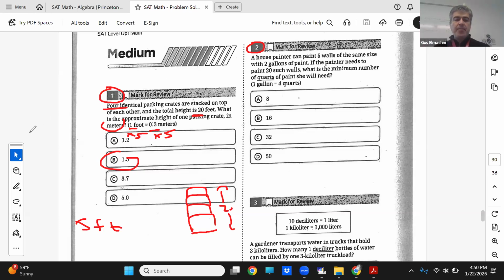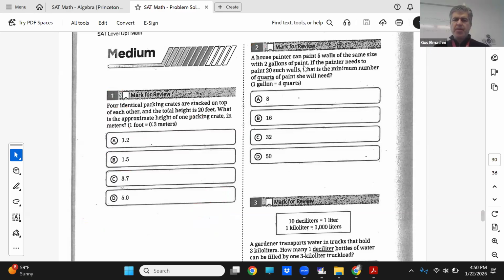All right, how about number 2, guys? 32. Let's see here. You have to paint 5 walls with 2 gallons of paint, but you're actually painting 20 walls, so you need 8 gallons of paint. That's for gallons. But if you want to convert to quarts, they give you the conversion. 8 gallons, 4 quarts each. So times 4, so 32. Yep. Because if you think about it, a quart is a fourth, but they give you the conversion anyway. Oh, I see. Yeah, 100% you can.